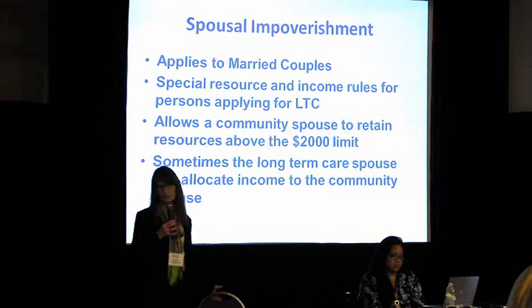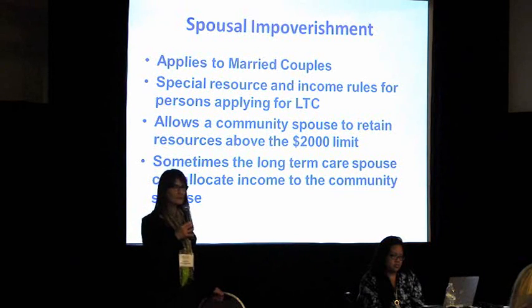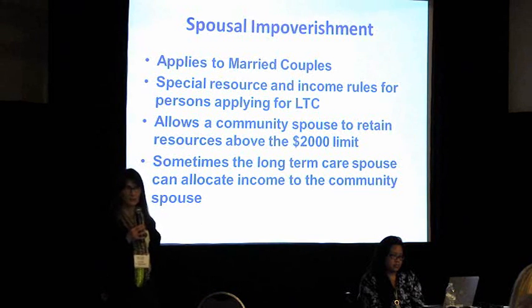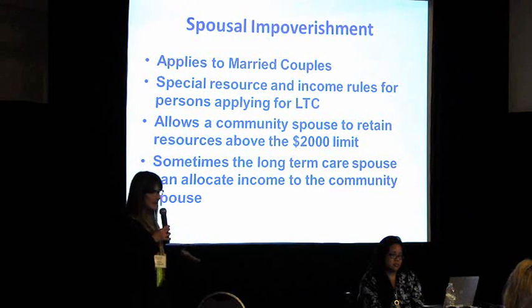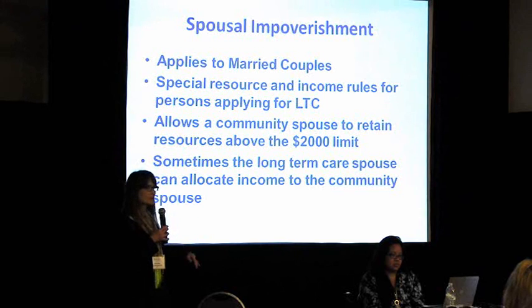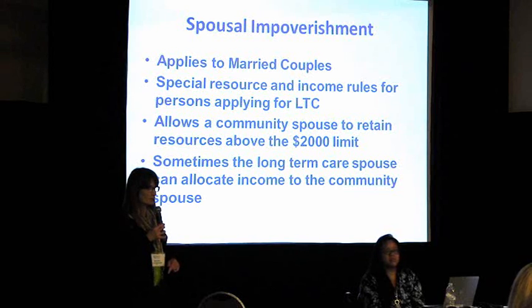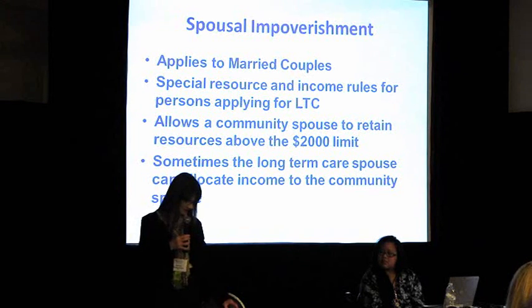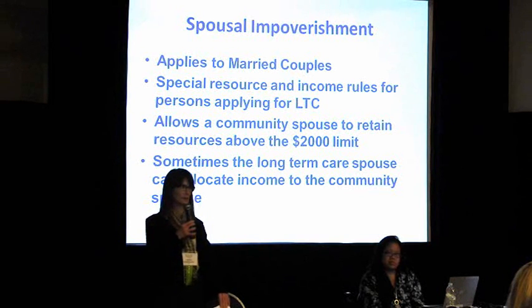Special resource and income rules essentially is what we're talking about for long-term care. Normally, and you probably know this, if you're applying for long-term care, there's a resource or asset limit. So when we were going through all of those countable resources before, the bank account, the stocks and bonds, the CDs, normally you can only have up to $2,000 of resources and qualify for Medicaid. But with spousal impoverishment, you can actually retain more resources above that $2,000 limit. And sometimes we can even allocate income to that community spouse.